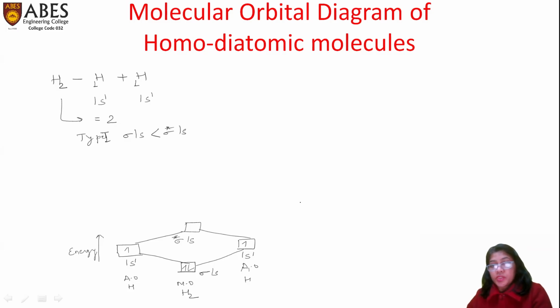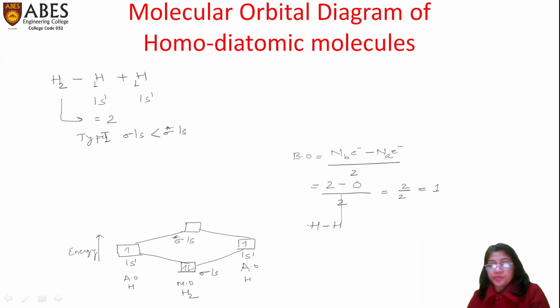Now with this molecular orbital diagram, we can also calculate the bond order of the molecule. Bond order is given by the number of bonding electrons minus the number of antibonding electrons, divided by 2. The number of bonding electrons for the hydrogen molecule is 2, and the number of antibonding electrons for the hydrogen molecule is 0. So 2 minus 0, this will give 2 by 2, which is 1. So the hydrogen molecule will have a single bond between the two atoms.